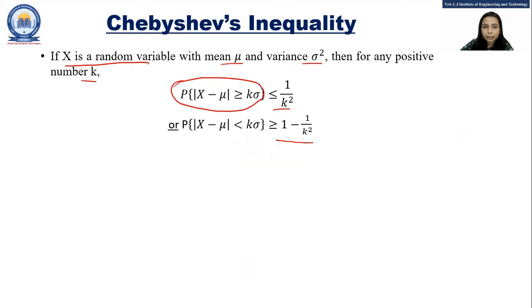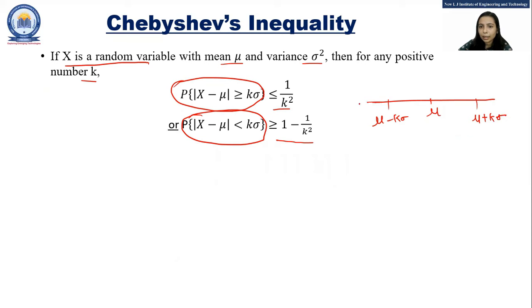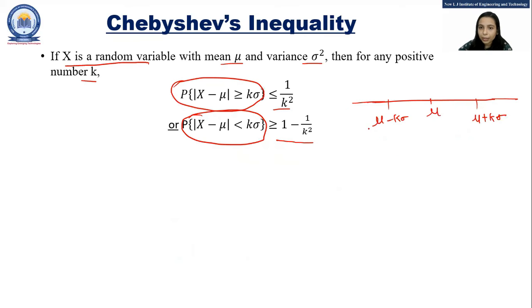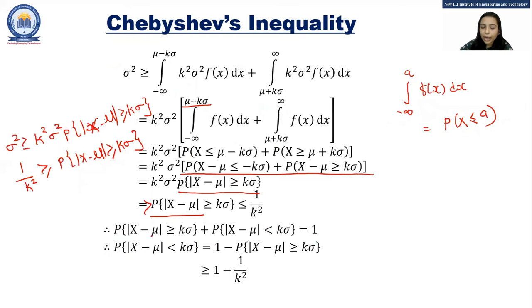Now we know that these two are mutually exclusive, because suppose this is our mu, this is our mu minus k sigma and this is our mu plus k sigma. Now if we are saying that mod x minus mu greater than k sigma, then x lies in one of these outer regions. And if we are saying that mod x minus mu less than k sigma, then x lies between these two. So x lies between this or this, and because of that we can say these two are mutually exclusive. So we can write p of mod x minus mu greater than k sigma plus p of mod x minus mu less than k sigma is equal to 1.